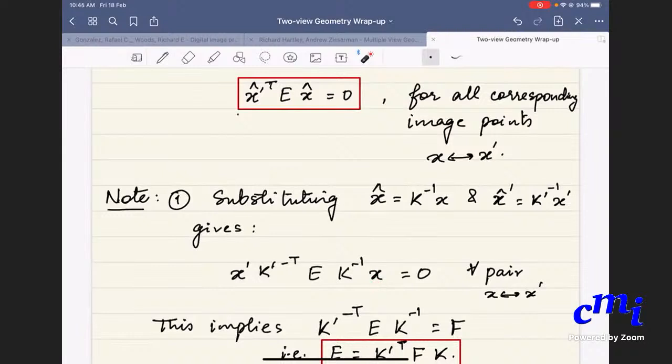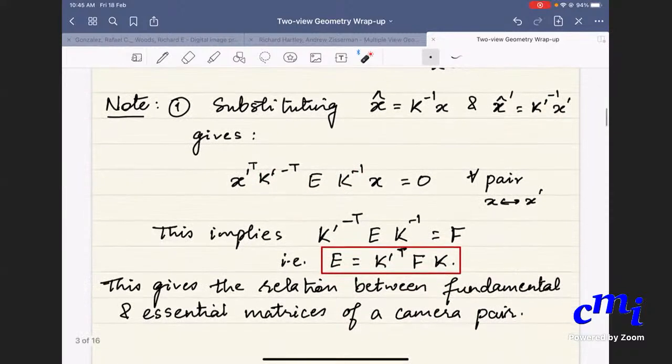Okay, then we just simplify this. But if you look at this inner term, this is one matrix, and then again here this should be transpose. So if you consider this inner term as one matrix, then we are saying that x prime transpose times this matrix times x is 0 for every pair. That implies that this inner matrix must be the fundamental matrix, right? And so we get this relation between the essential matrix and the fundamental matrix for a given camera pair. So if you know the camera pair, then the essential and fundamental matrices are related by this relation.